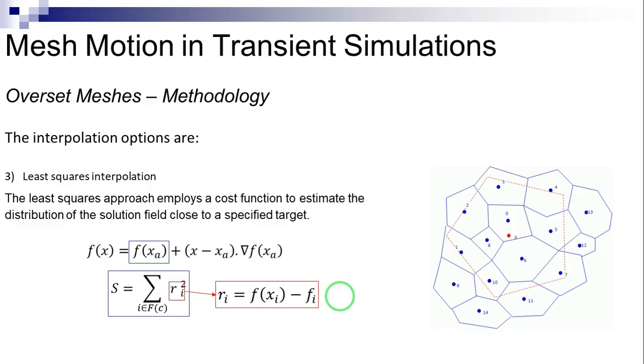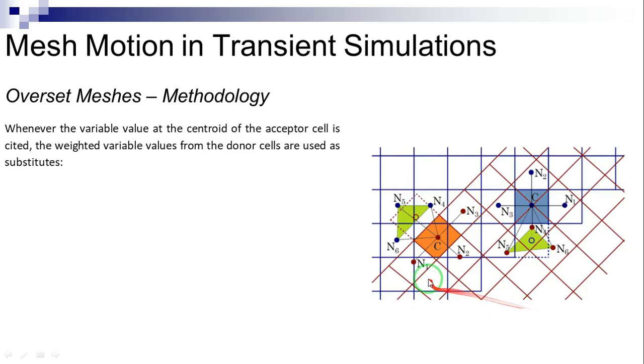The interpolation function is integrated directly into the coefficient matrix of the algebraic equation system. This method guarantees implicit coupling of the overset meshes. In this image, two acceptor cells are depicted with dashed lines, one from the background mesh and the other from the overset mesh.